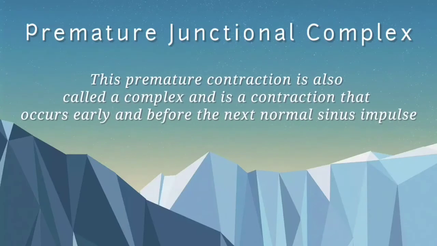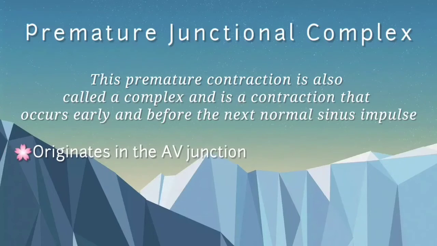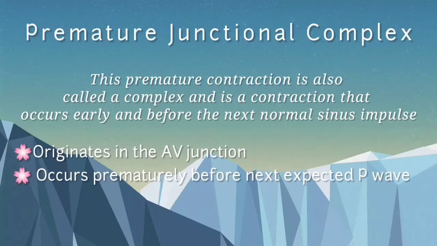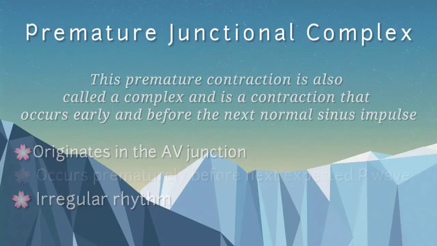This premature contraction is also called a complex and is a contraction that occurs early, before the next normal sinus impulse. It is an aberrant impulse that originates in the AV junction and occurs prematurely before the next expected P wave. This prematurity can make the rhythm irregular.